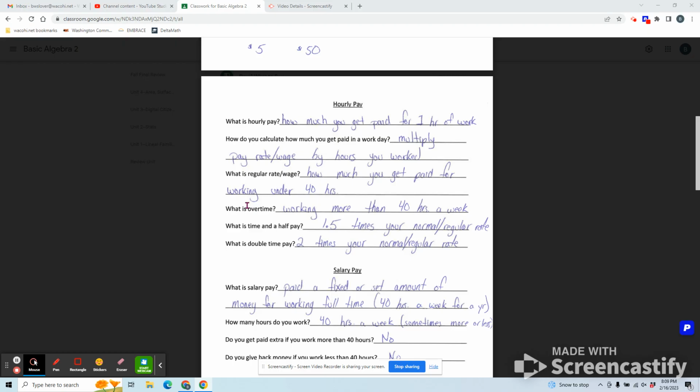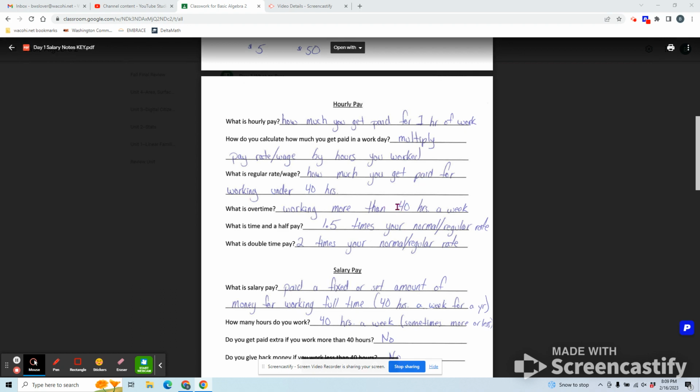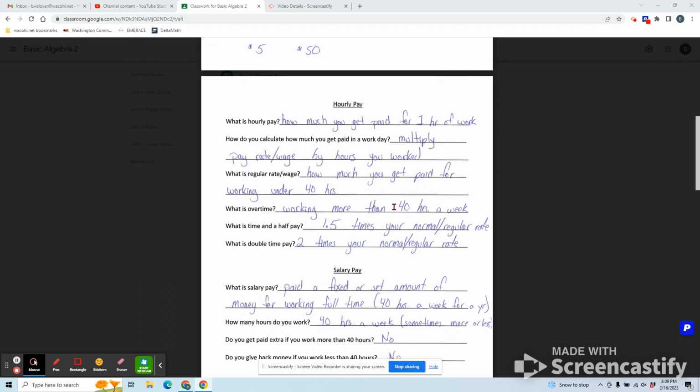Overtime is when you work more than 40 hours in 1 week. So notice that it's 40 hours in 1 week. It's not that you go into work on Saturday, you work 4 hours and they ask you to stay longer. That's not overtime. Okay? The only time it becomes overtime is if you work more than 40 hours in 1 week. Otherwise, it's just normal, regular time.